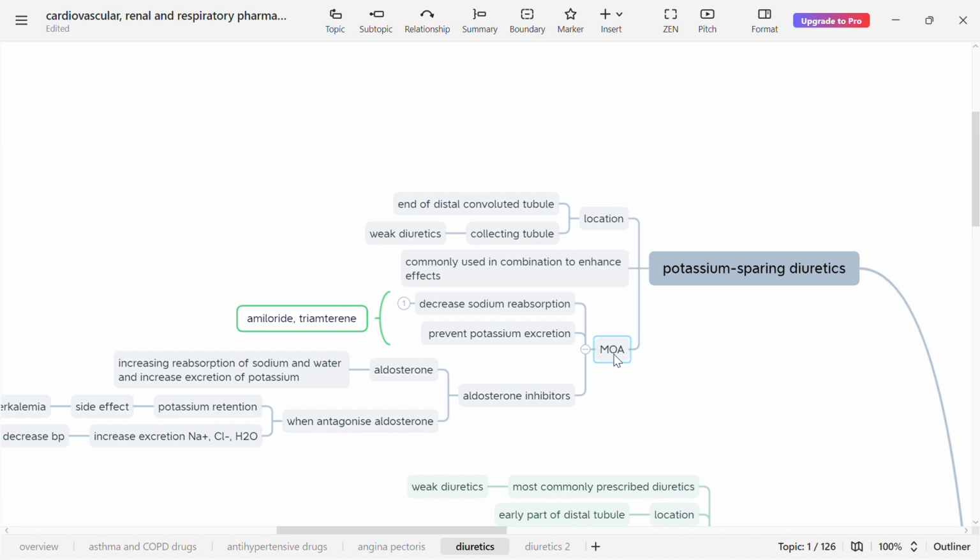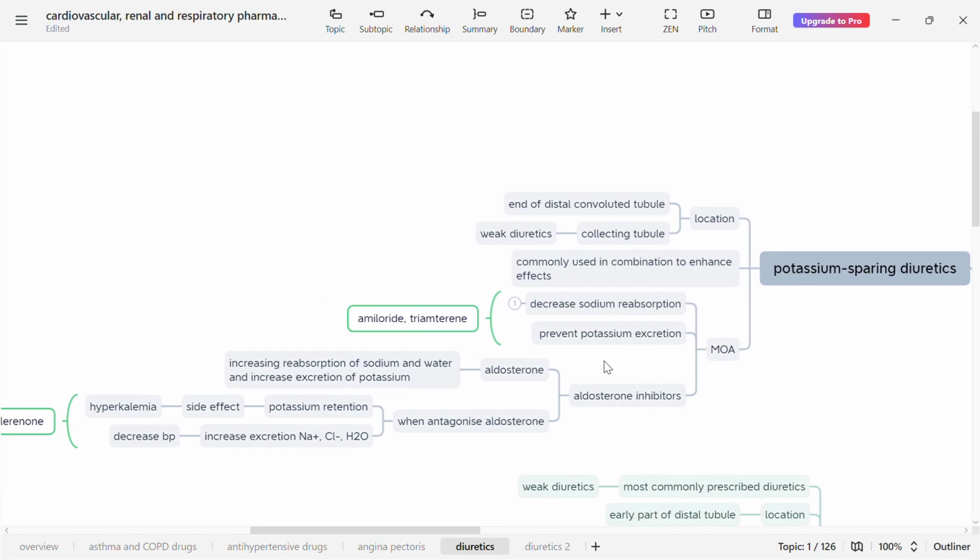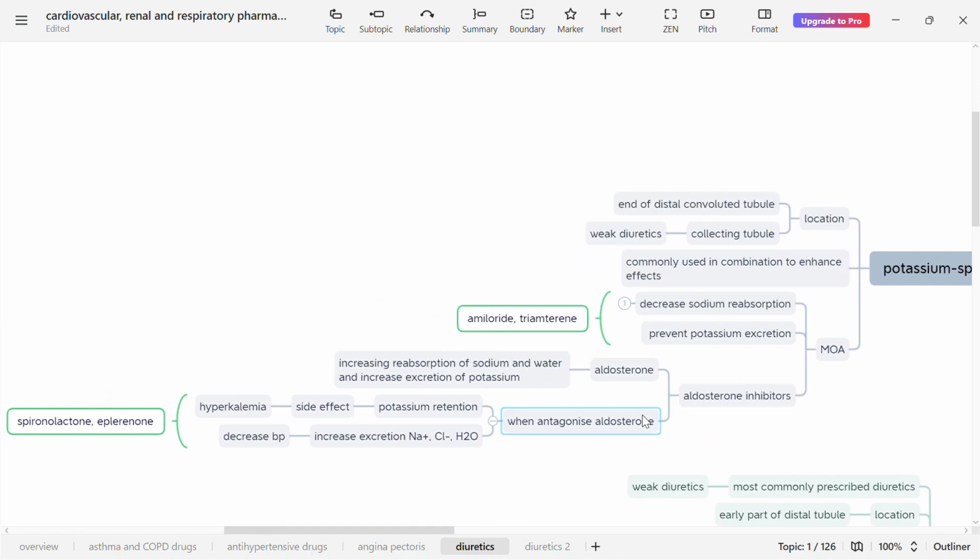Just now we talked about the mechanism of action. What's special is that it has two categories. One is to decrease sodium reabsorption and also prevent potassium excretion, which means the level of potassium in our plasma will increase. So it's called potassium-sparing diuretics. The second type of potassium-sparing diuretics is aldosterone inhibitors, where the action is to inhibit the actions of aldosterone. So it causes potassium retention and also increases excretion of sodium ion, chloride ion, as well as water. It will cause decreased blood pressure.